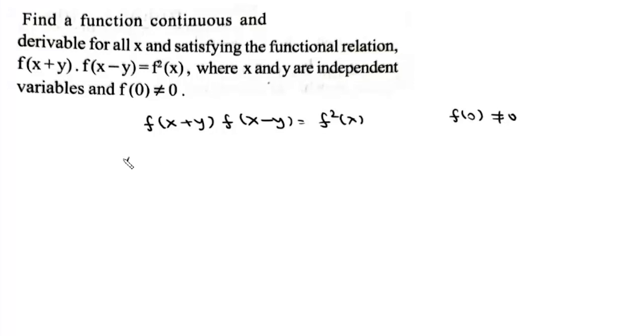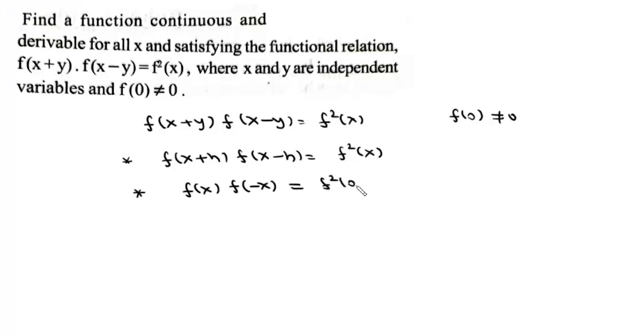Now in this, what we'll do is we'll put y as h, then we'll get this relation that f(x + h) into f(x - h) will be equal to f square x. And if we put x as 0 and y as x, then we can write f(x) into f(-x) will be equal to f square 0.